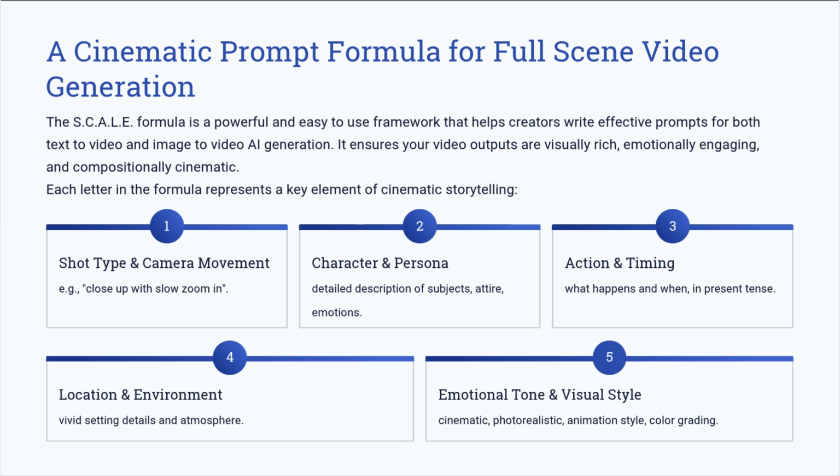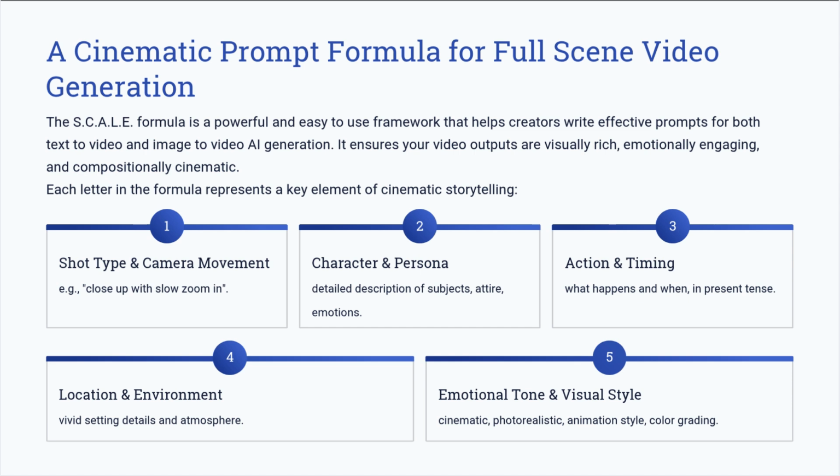S, shot type and camera movement. Like, close-up with a slow zoom in. This sets the framing and motion of the camera. C, character and persona. Who's in the scene? What do they look like? What are they wearing? How do they feel? A, action and timing. What's happening, and when is it happening? Keep it present tense, like, a girl opens a mysterious book as lightning flashes outside.